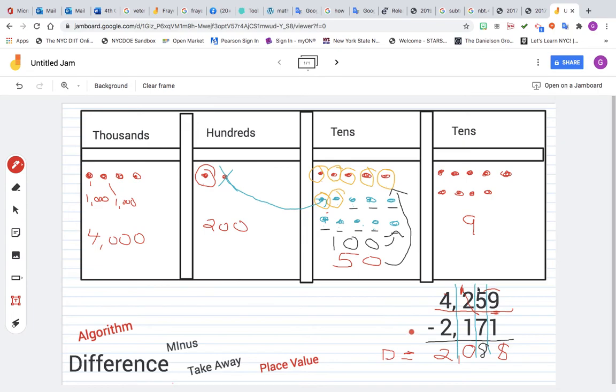In order to find out if it's correct, you always do the opposite of the original operation. The operation we're working on today is subtraction, so the opposite of subtraction is, you guessed it, addition. I'm going to take the difference, which is 2,088, and then add what needed to be taken away, which is 2,171.